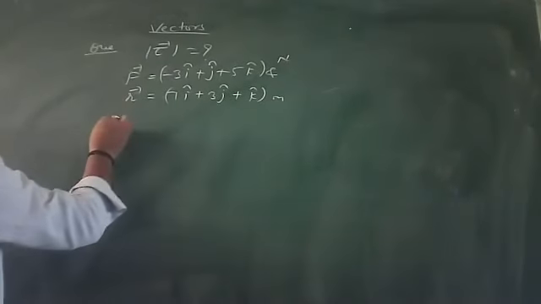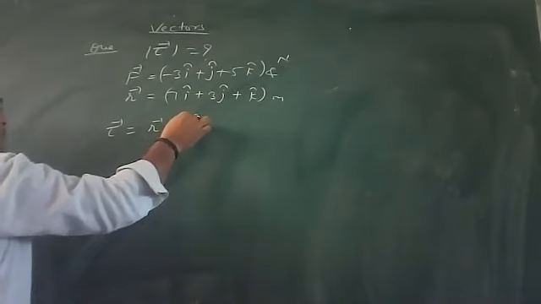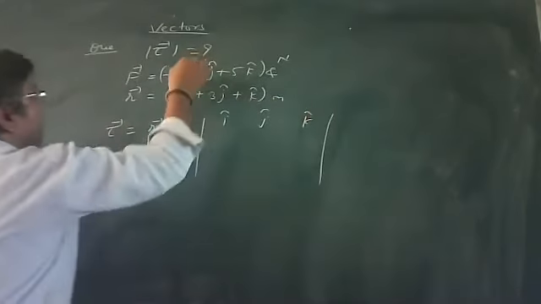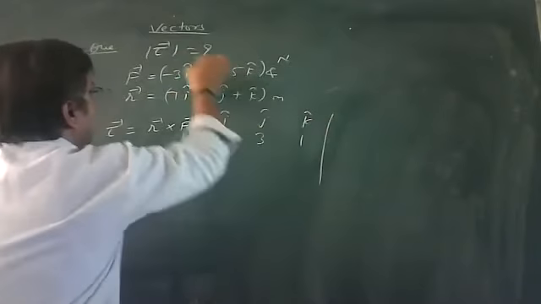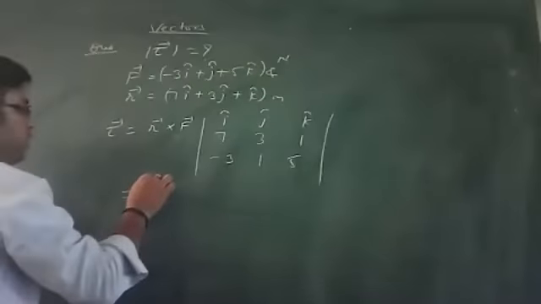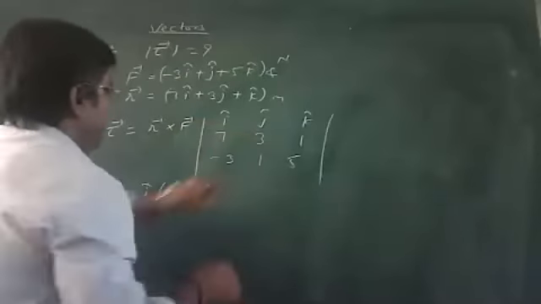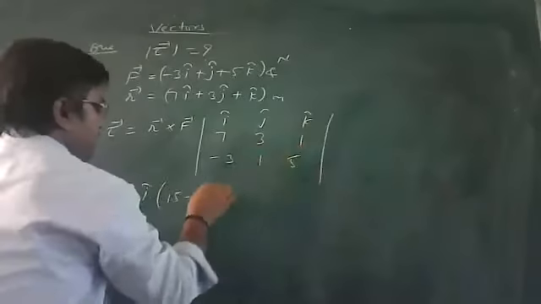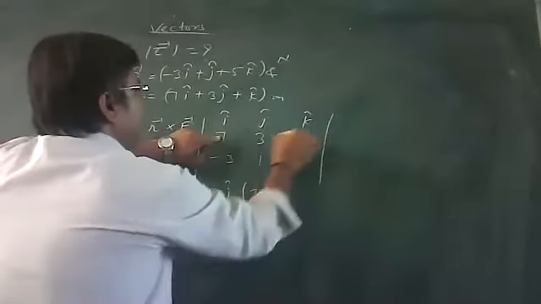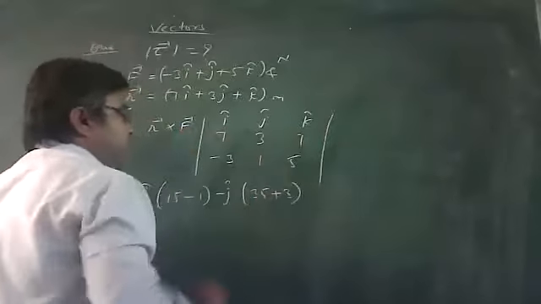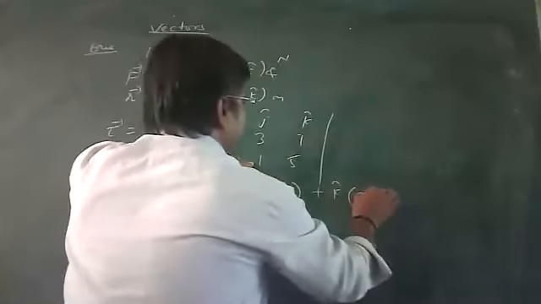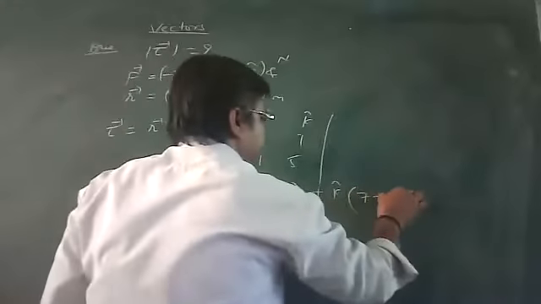How do you do it? Torque is equal to the cross product of R and F. Then solve it: i cap, j cap, k cap. What is R? It is 7, 3 and 1. And F is minus 3, 1 and 5. First you write i cap: you will get 15 minus 1. Minus j cap: leave the j, you will get 35 minus minus 3. Then plus k cap: leave this one, you will get 7 minus minus 9, so plus 9.